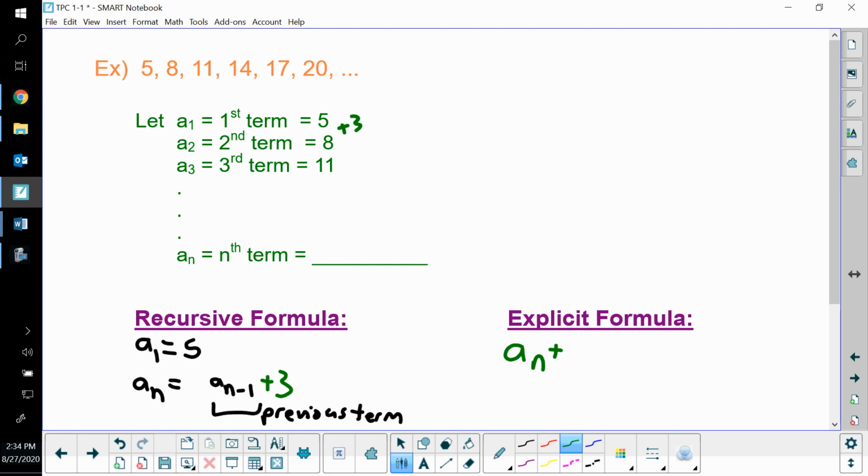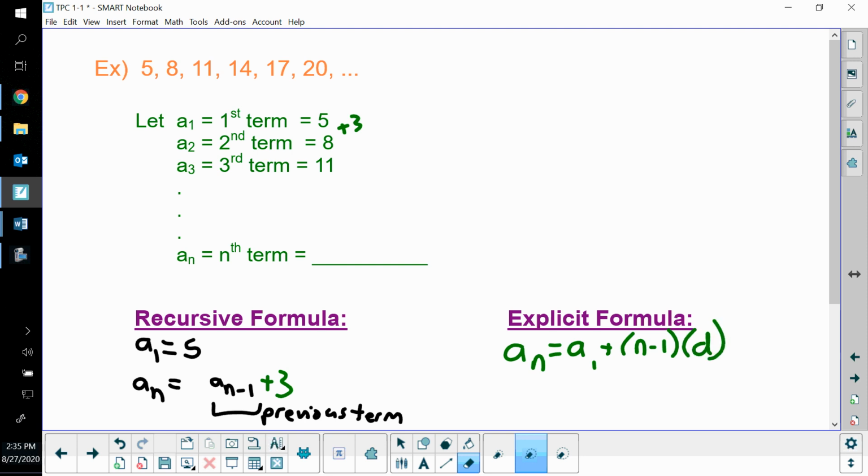Oops, a sub n equals a sub 1. And then at the end, the formula sheet just has the d there. I like to make sure it's in parentheses so that it's clear that it's multiplying, because if you just put d, it could potentially look like you're subtracting if you put a negative number in for d. And let's see where that formula comes from.